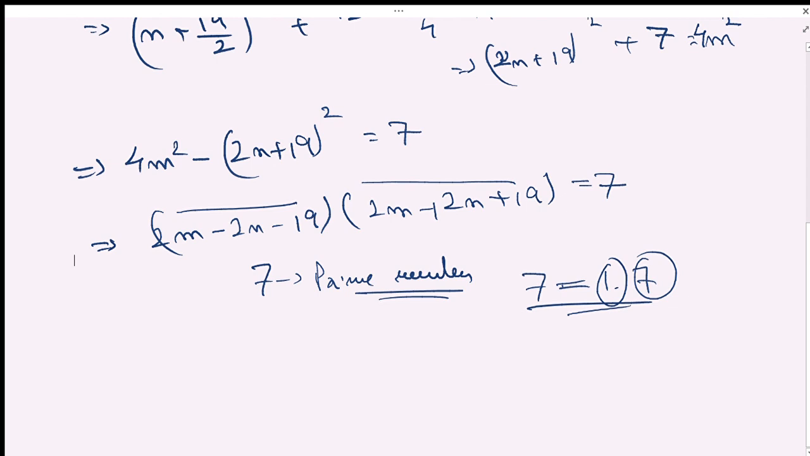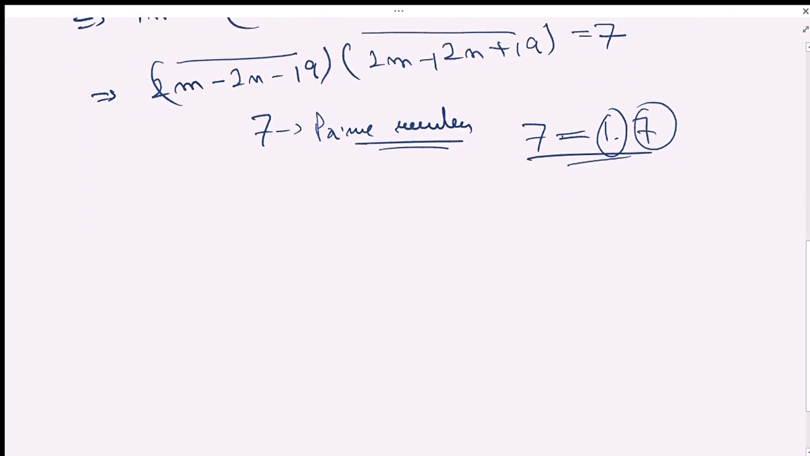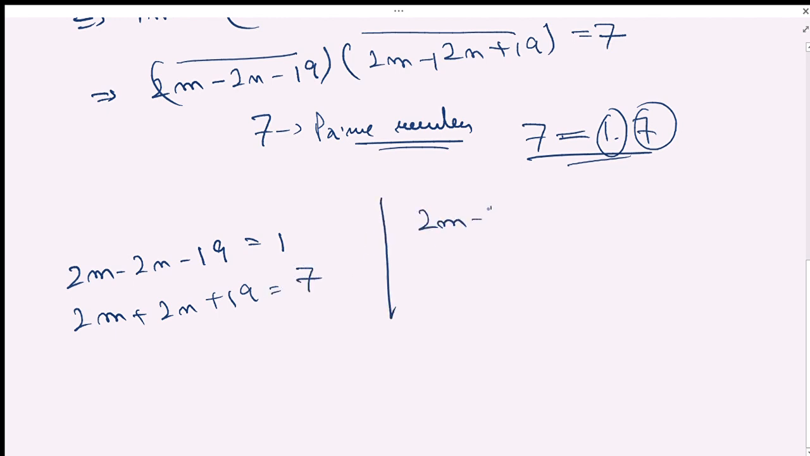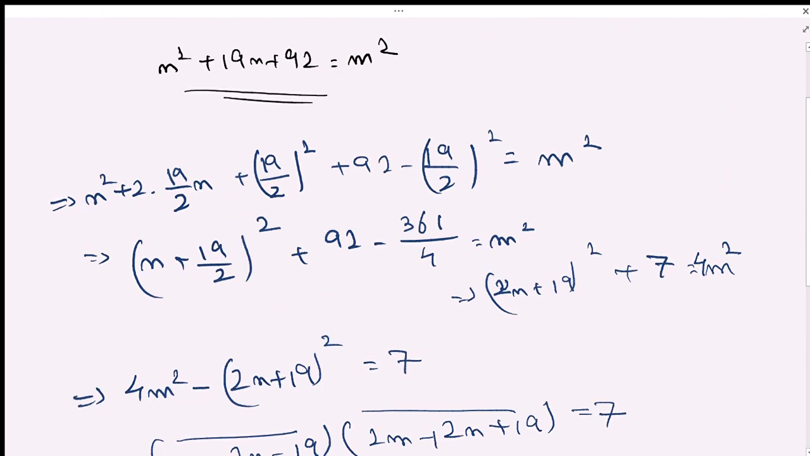So from here we get two pairs of equations. 2m minus 2n minus 19 equals 1, and 2m plus 2n plus 19 equals 7. And 2m minus 2n minus 19 equals 7, and 2m plus 2n plus 19 equals 1. Clear? Got it?